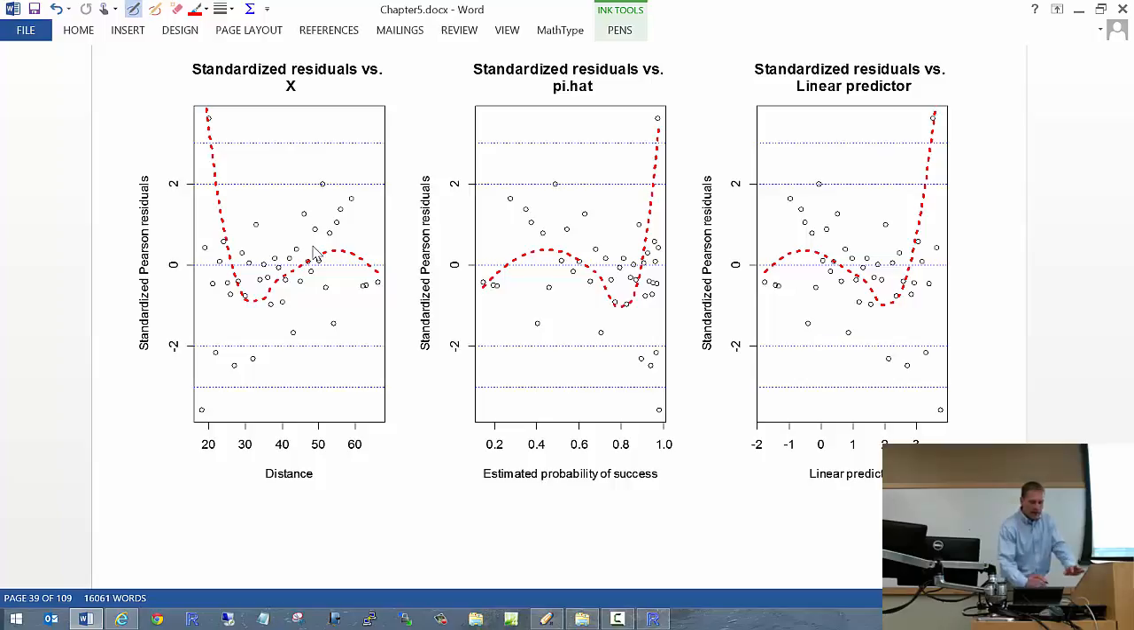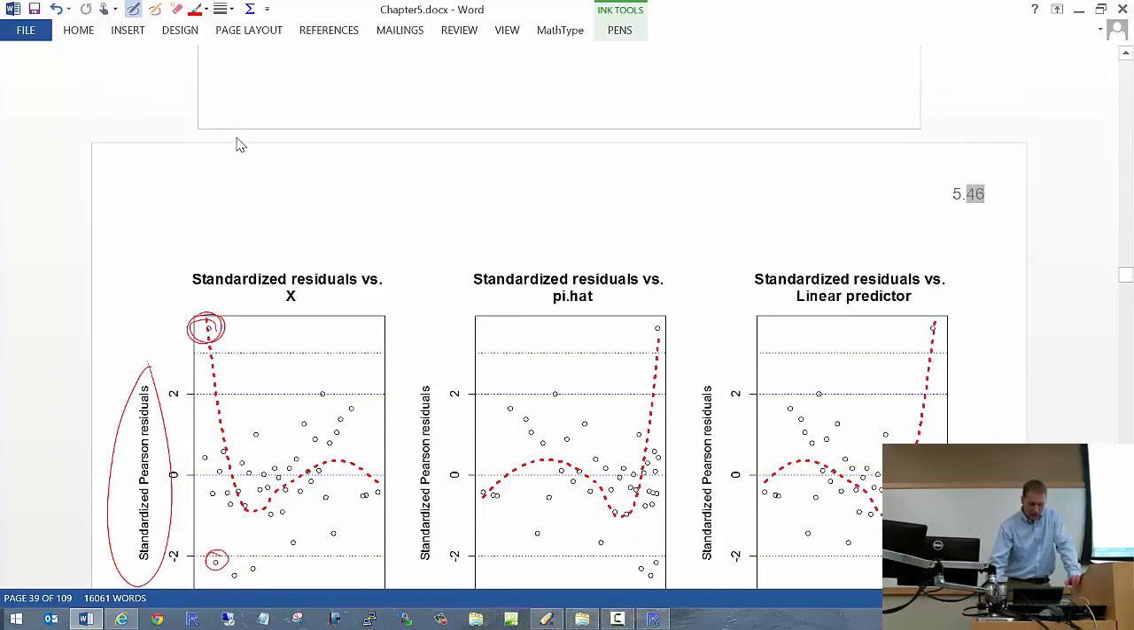So again, standardized Pearson residual against distance. We can see at 18 yards, that's outside of the minus 3 bound, but again, I'm not worried about it. That was the first observation we just saw. At 22 yards, there's the one that I pointed out as well. Again, I'm not worried about it. Take a look at this one. It has a high positive residual, and that's at 20 yards.